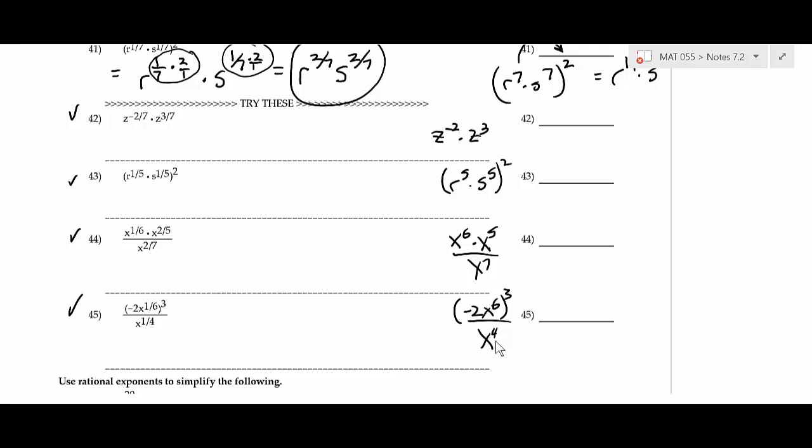You're just going to deal with fraction arithmetic. Okay, you got it?